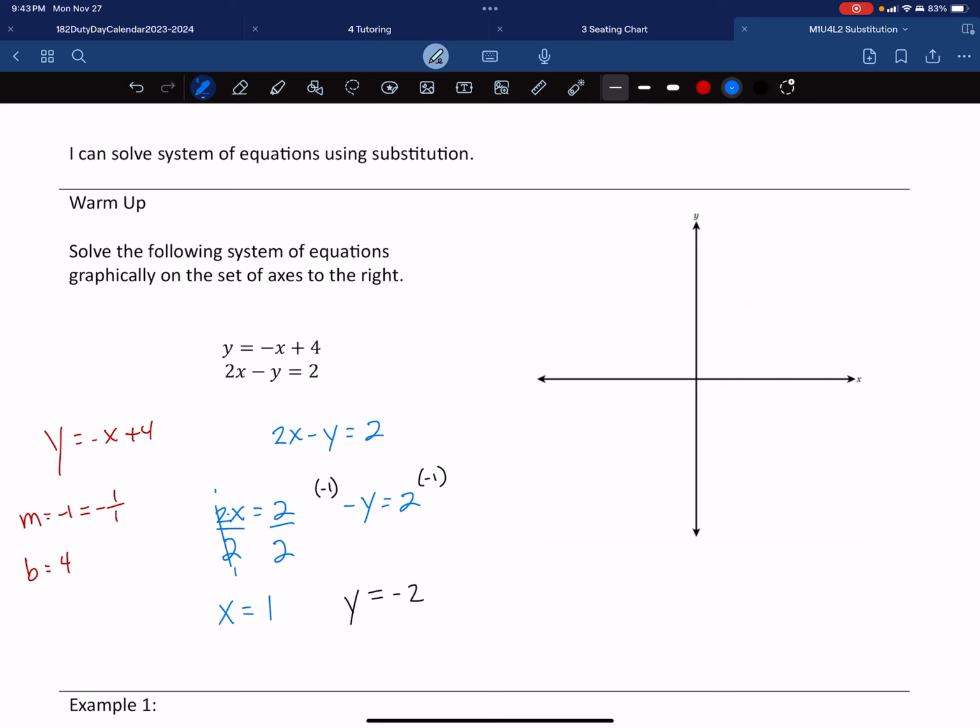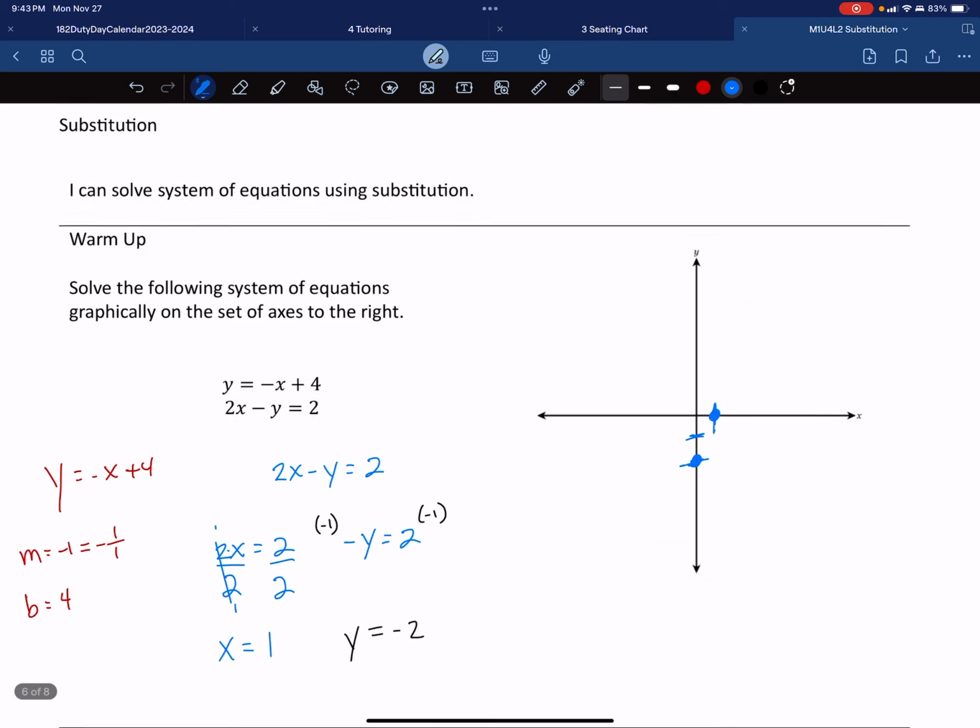We'll start with the standard form, right? So our x-intercept is just going to be 1, so I'm going to go to the right 1 and go ahead and mark my x-intercept. My y-intercept is going to be negative 2. So my line is going to look something like this.